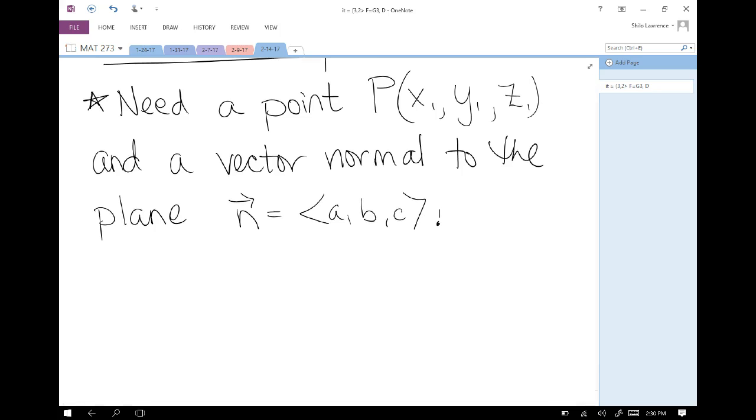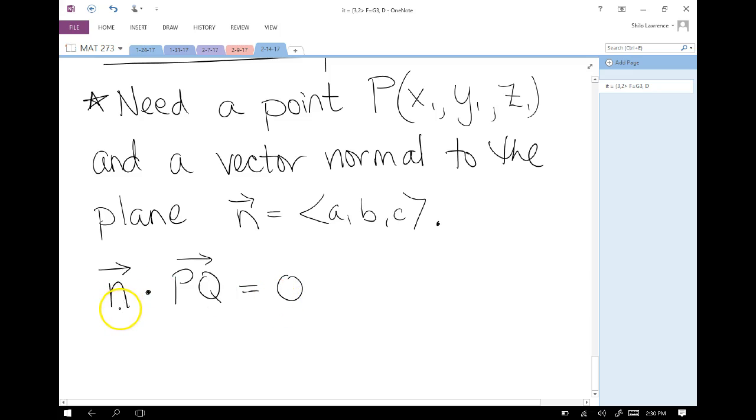So the technical definition for the equation of the plane is the dot product between the normal vector and the vector PQ, wherever that is equal to 0. When is a dot product equal to 0? When it's 90 degrees, right? So I want this dot product to equal 0.